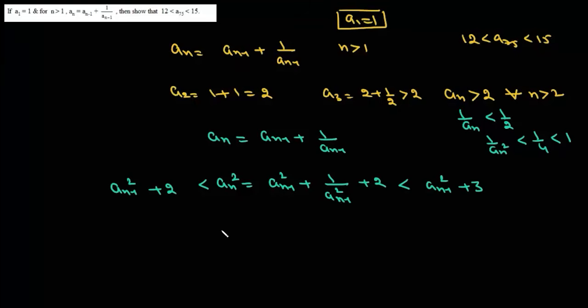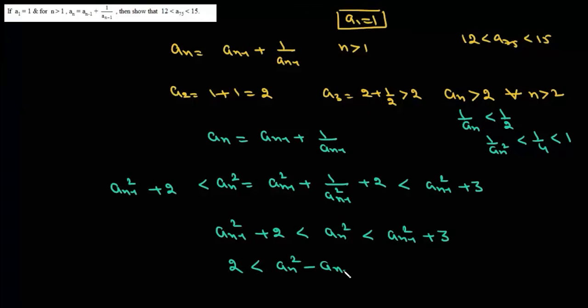plus 3. So from here we can write a(n-1) square plus 2 will be less than a_n square, and will be less than a(n-1) square plus 3. Now we can also write this as 2 is less than a_n square minus a(n-1) square, and will be less than 3. So we have this relationship that the difference of squares of any two successive terms of the sequence will lie between 2 and 3.